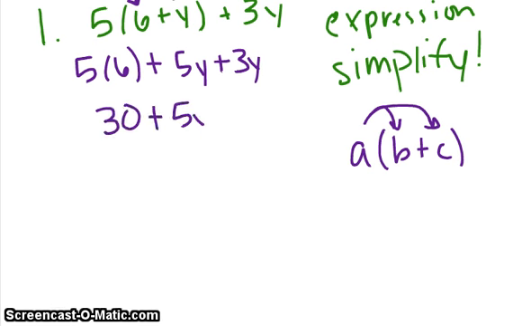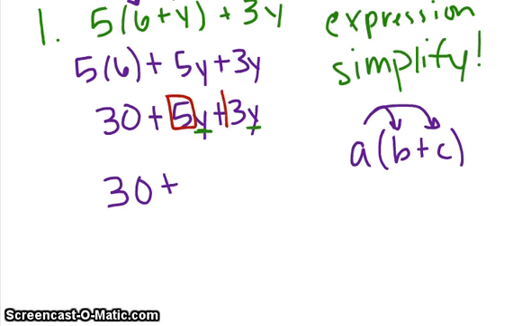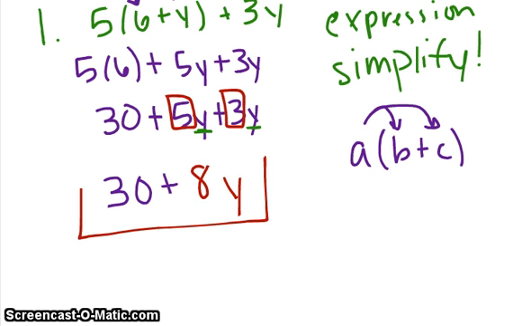We multiply it out. 5 times 6 is 30. Then we have 5y plus 3y. Because of those y's, the 5y and 3y are like terms. That means we can add them together. So I get 30 plus, I add my coefficients, which is the number next to the variable, 5 plus 3, and 5 plus 3 ends up being 8. So my final answer is 30 plus 8y. Because 30 and 8y do not have the same variable part, we couldn't combine them.